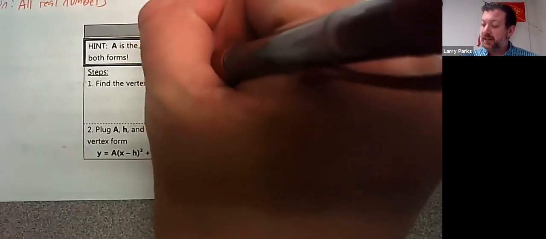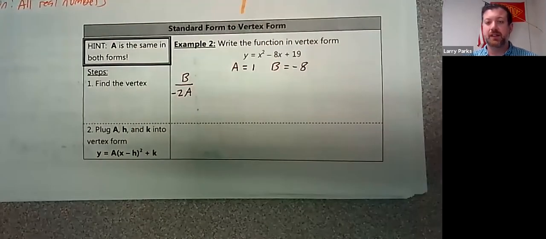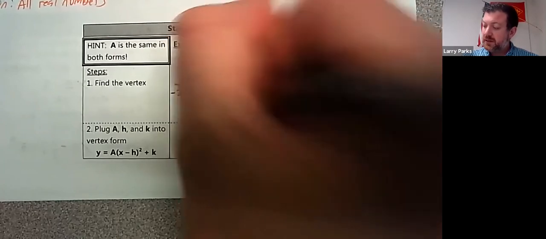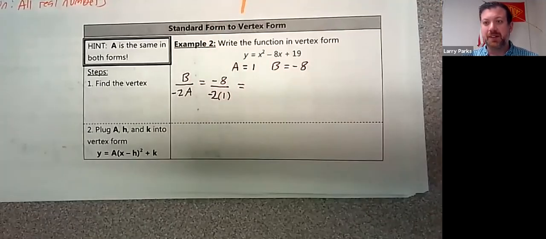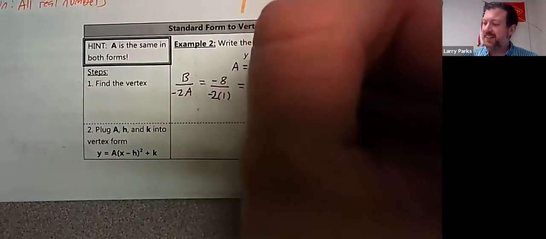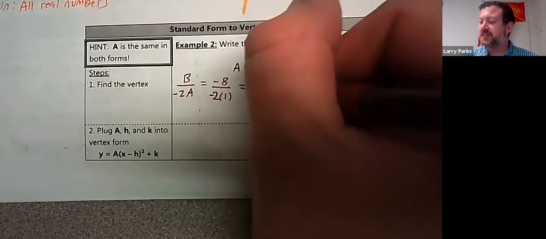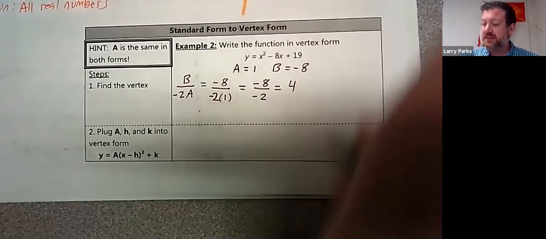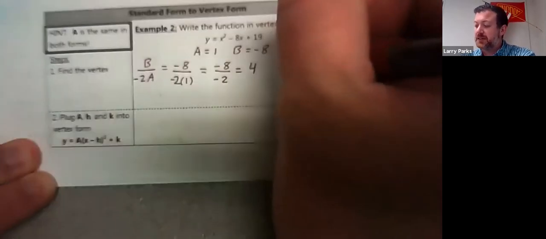And then I go and I find the formula, which is b divided by negative 2a. So b is negative 8. A is 1. And I promise I will multiply correctly this time. Negative 8. Negative 2 times 1 is negative 2. Divide those and you get 4. Okay, so the x value is 4. I know this is going to be 4 something.